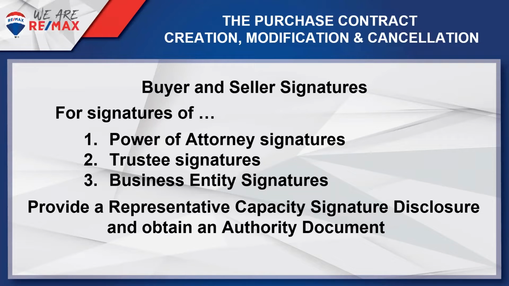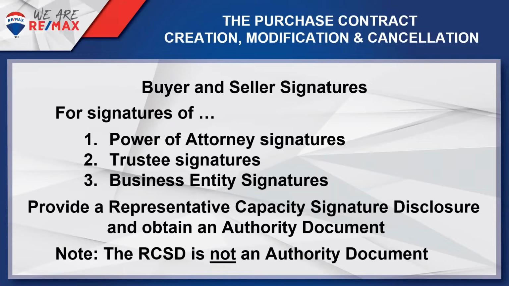A representative capacity signature disclosure is often misunderstood by agents. It is not an authority document. It is, in fact, a document that protects the signer. It declares to anybody who's interested that Bob Smith, who owns the business and has authority to sign for his business, which is buying the property, can't sign the business name, Bob Smith Inc. It can't sign because it doesn't have a hand.